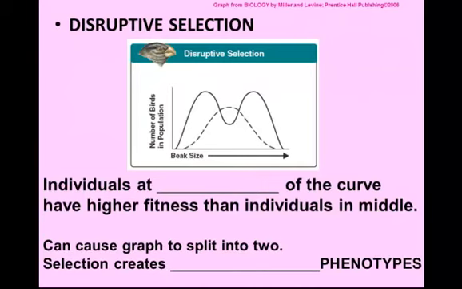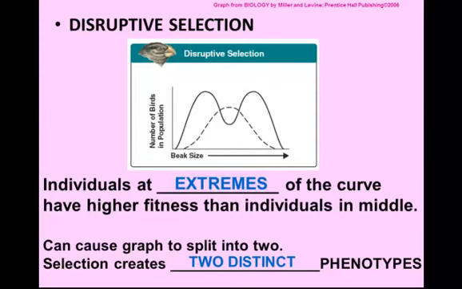The third kind of pattern that we see is called disruptive selection. Individuals in this population, the ones at the extremes of the curve, have higher fitness than the ones in the middle. And it can actually cause the middle to decrease and the ends to increase, and can cause the graph to actually split into two, a kind of two-humped graph. You have two very different populations. It creates two distinct phenotypes. If you're talking about beak size and you're selecting for small and large beaked birds, the middle ones are decreasing.